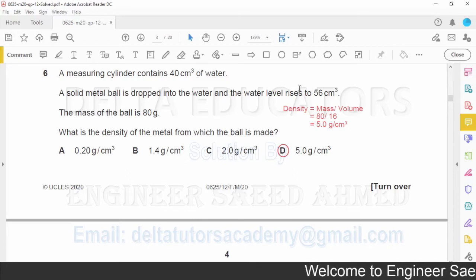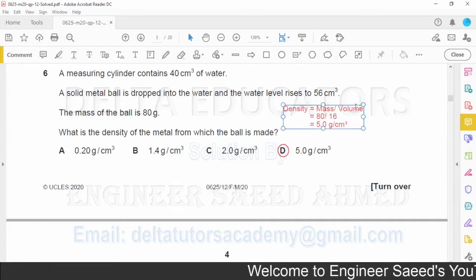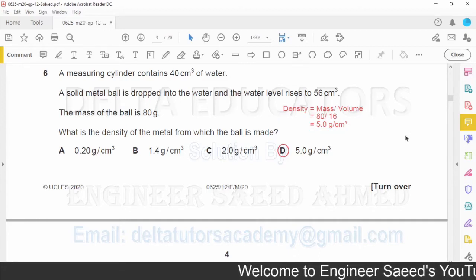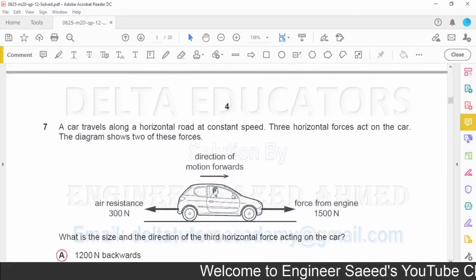Volume of the ball will be equal to 56 minus 40, meaning 16 cm³. So the volume of the ball is 16 cm³ and the mass is given as 80. So 80 over 16 will be equal to 5 gram per cm³. 5 gram per cm³ is given in option D. So the correct option is option D.